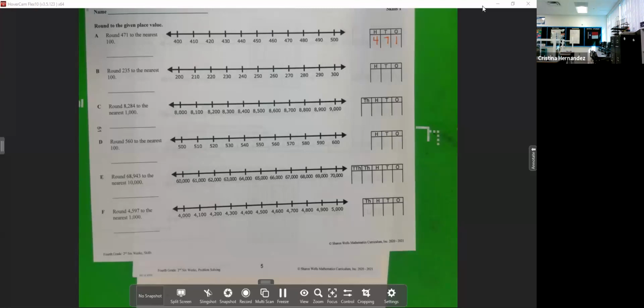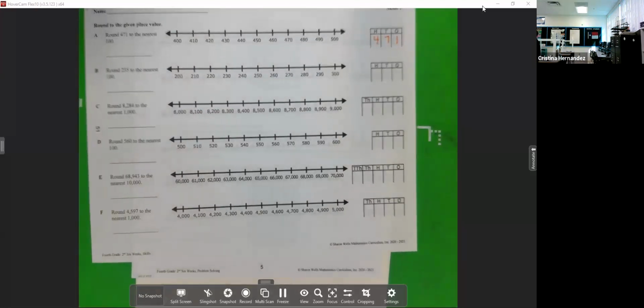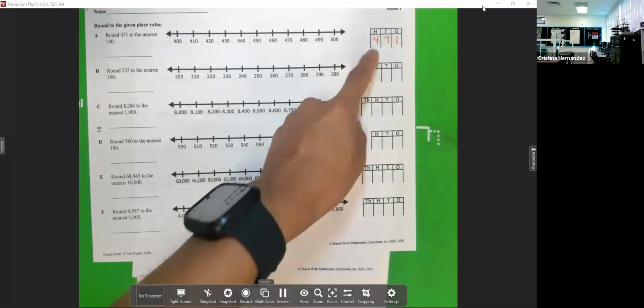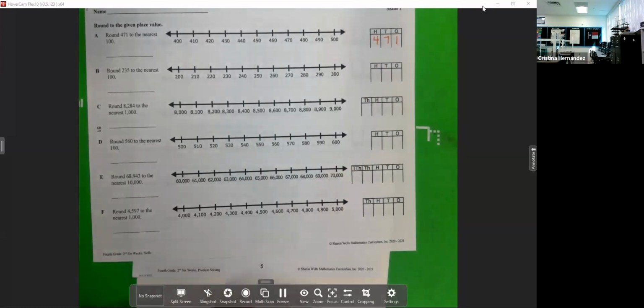What number's in the hundreds place in 471? You can tell me. Y'all can talk in class too. Don't be afraid. 4. The 4 is in the hundreds place. So the number directly to the right, what number to the right of 4 am I talking about on here? Only one number. Remember, right's that way. If you're looking at your paper, right is that way. What number's to the right of 4?